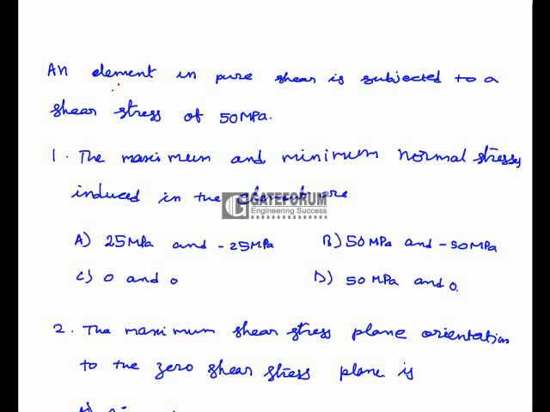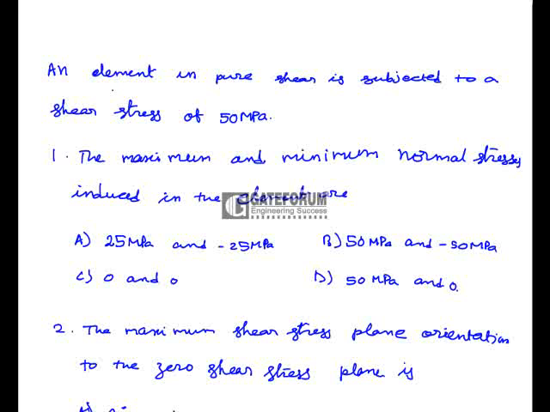An element in pure shear is subjected to a shear stress of 50 megapascal. Here it is a common data question. It consists of two questions. The data is given in just a line: an element in pure shear is subjected to a shear stress of 50 megapascal. The maximum and minimum normal stresses induced in the element are, and the options are 25 and minus 25, 50 and minus 50, 0 and 0, 50 and 0. And the second question is the maximum shear stress plane orientation to the zero shear stress plane is.